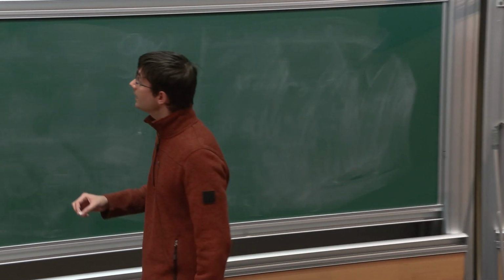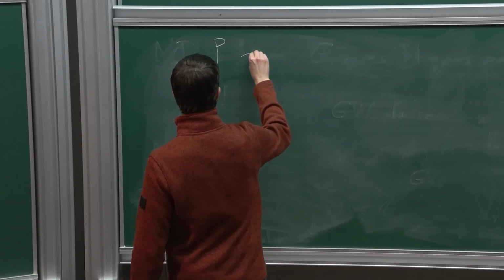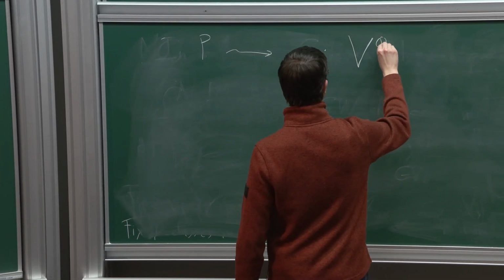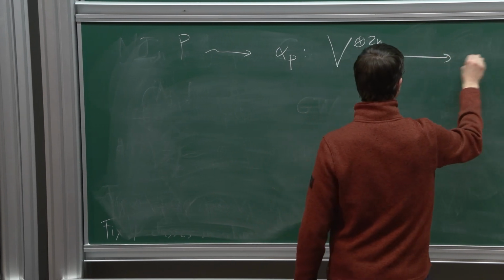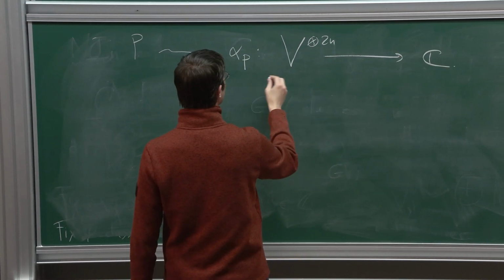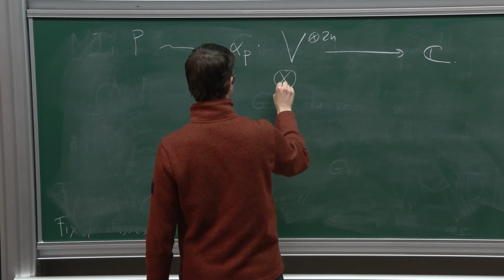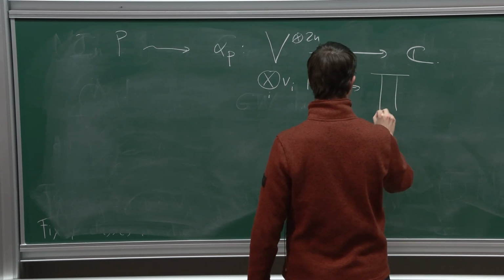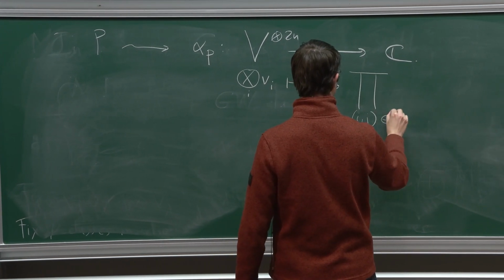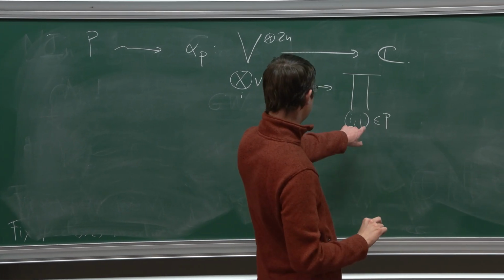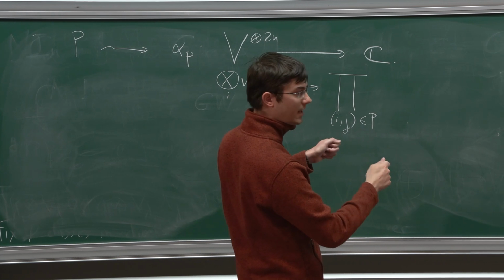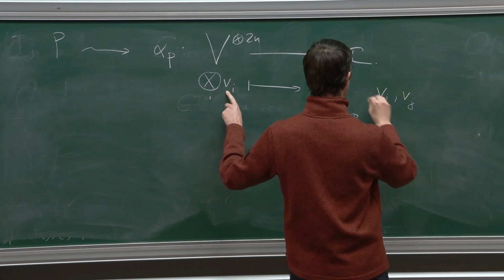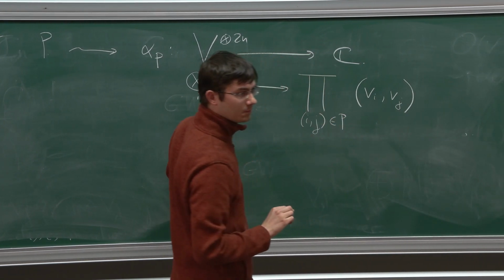And if you have such a pairing P, then you can write down some invariant tensor. Call it alpha P, which goes from V tensor 2n to C, which simply takes some tensor v_1 ⊗ ... ⊗ v_2n and maps it to the product over the pairs inside the pairing. For each pair, so for two indices i and j which are paired by the pairing, I look to the corresponding vectors v_i and v_j, and I pair them by the bilinear form.